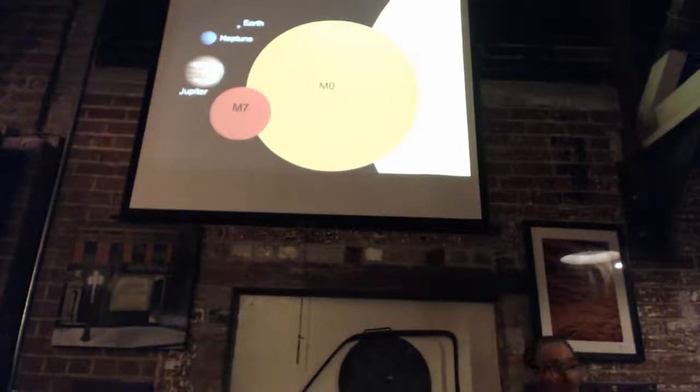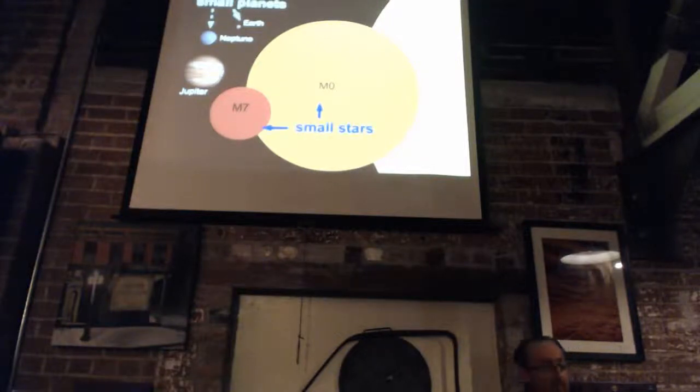And then there are some even smaller planets up there too, Neptune and the Earth, which you can barely see if you're sitting in the back. So for the purposes of this talk, when I'm talking about small stars, what I'm talking about is specifically these M stars that are sort of half the size of the sun or less.